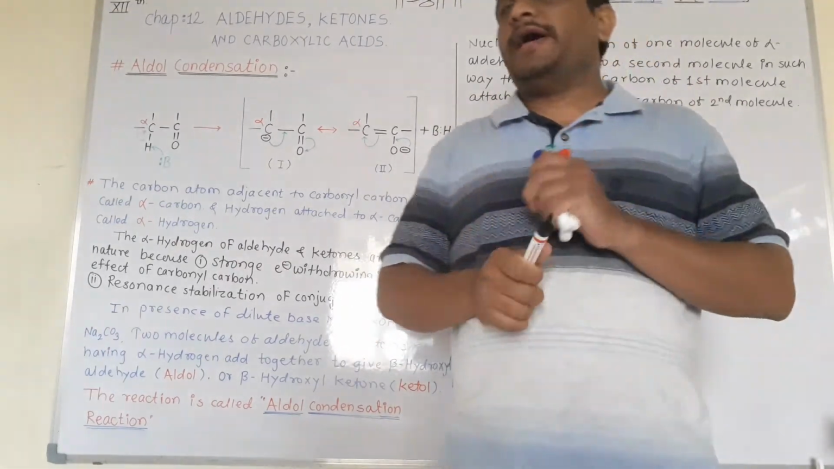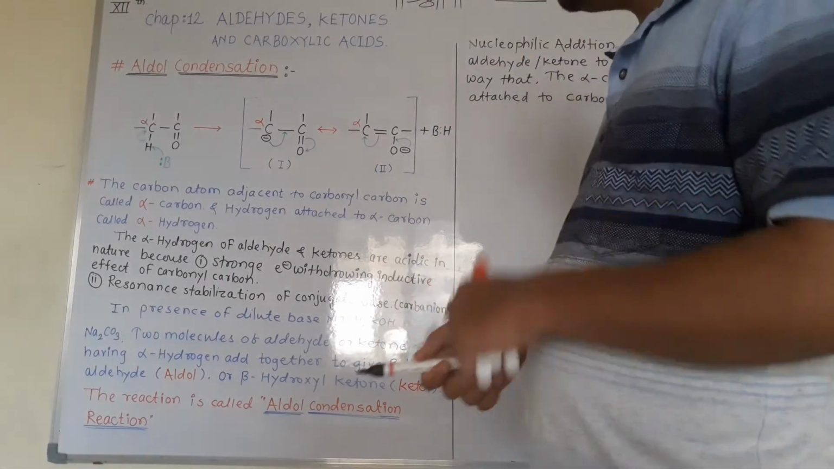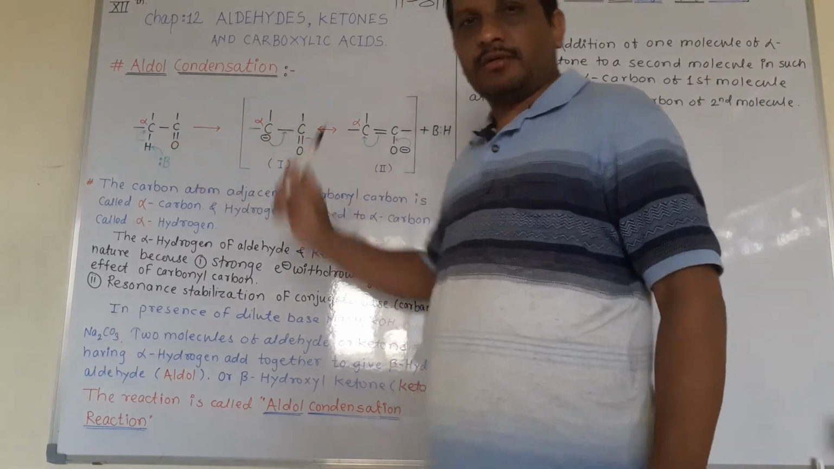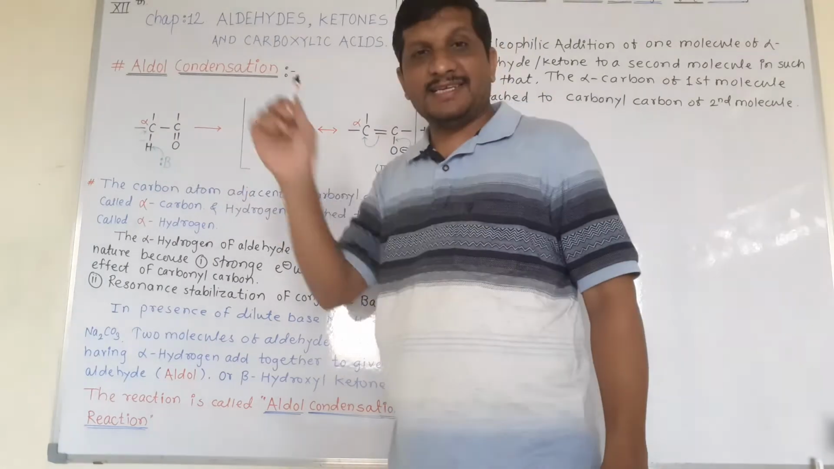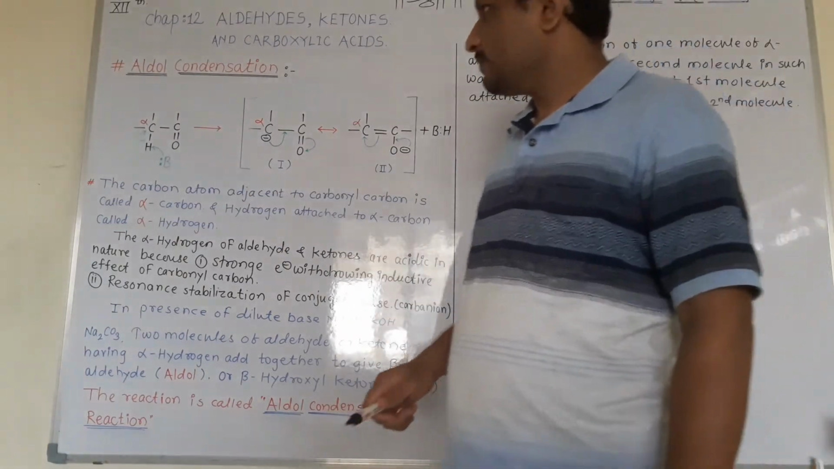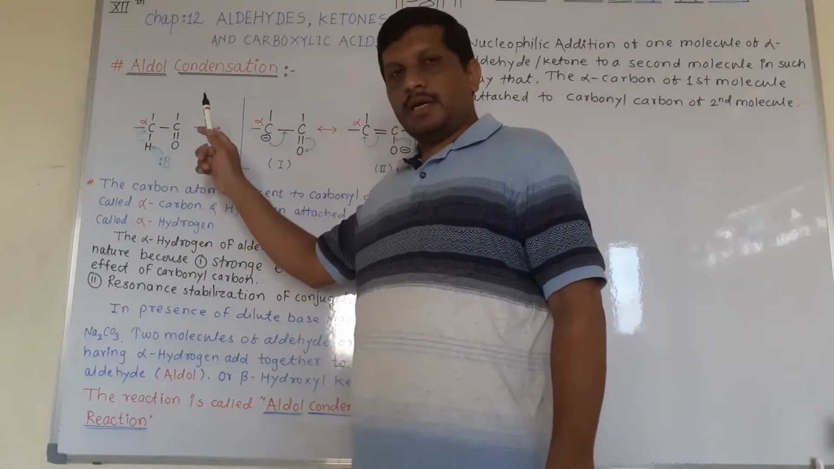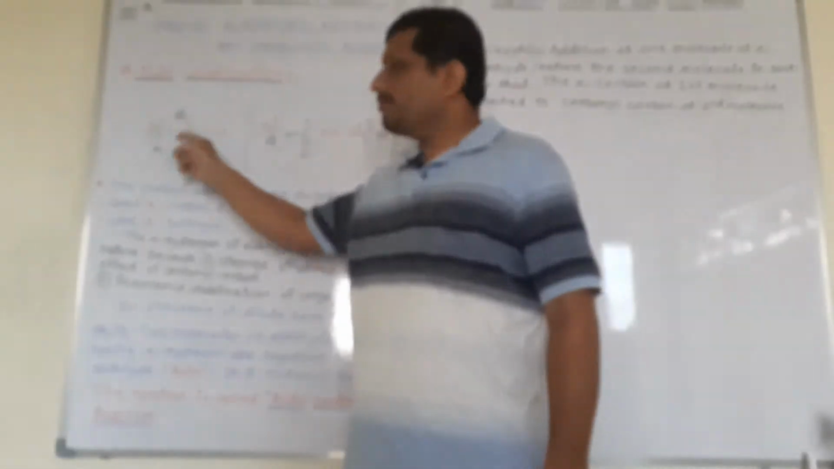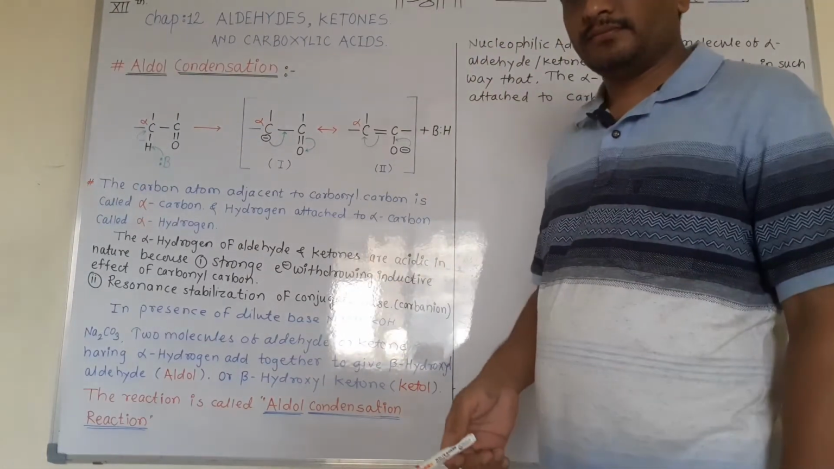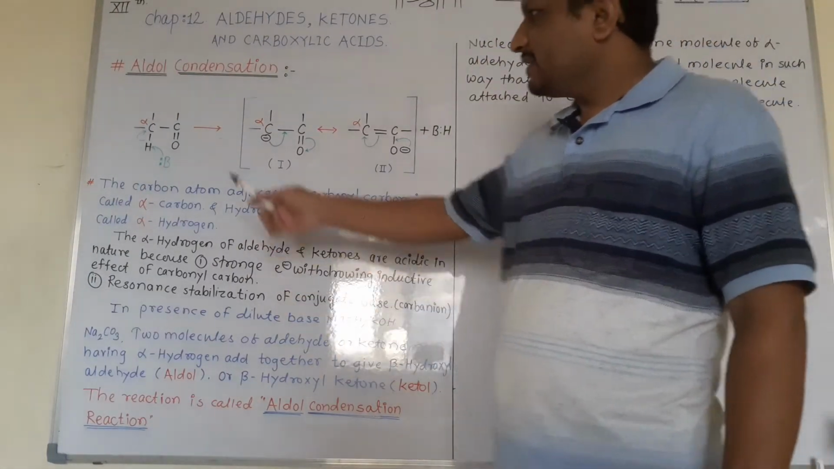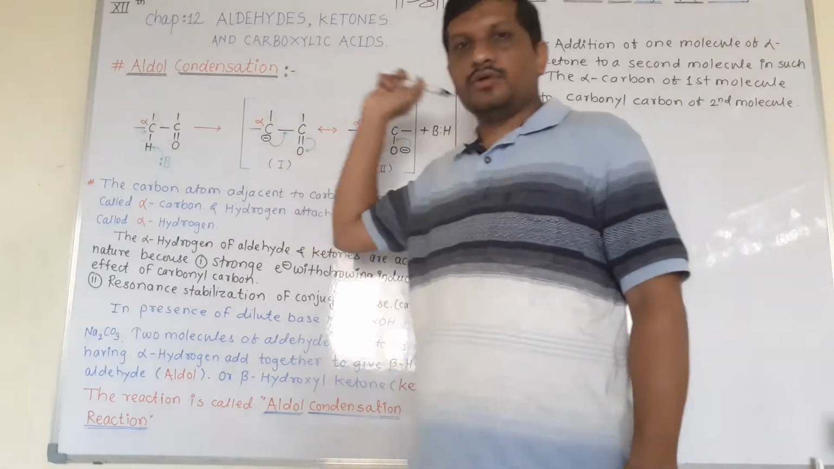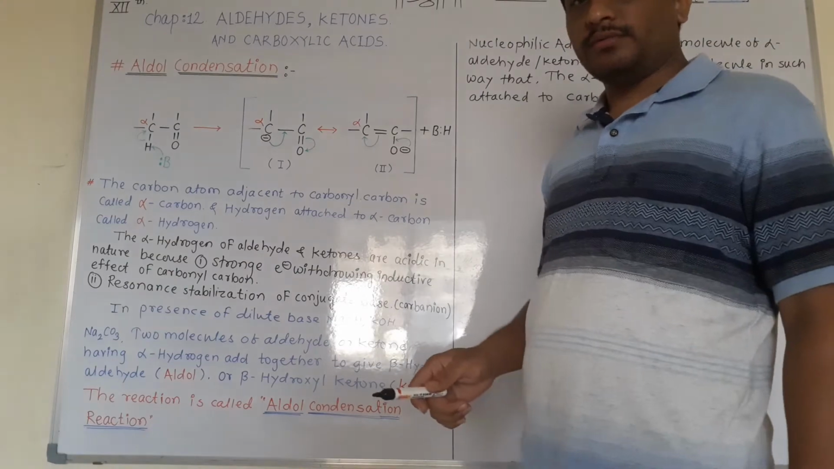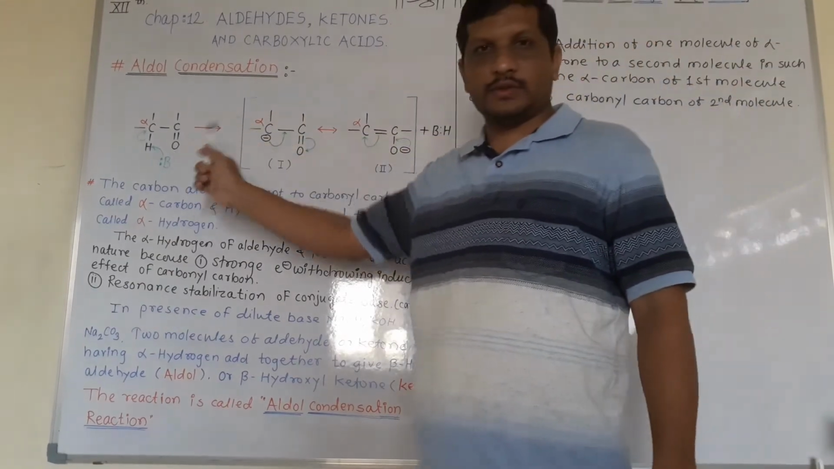And this alpha hydrogen is acidic in nature because it forms the nucleophile, and this nucleophile gets shifted to the carbon-carbon single bond, and the carbonyl group is also involved.